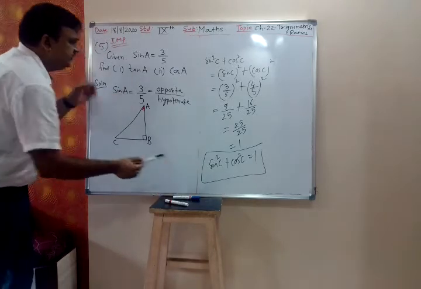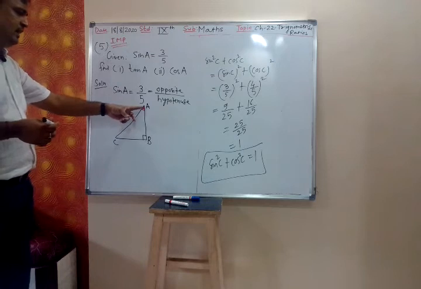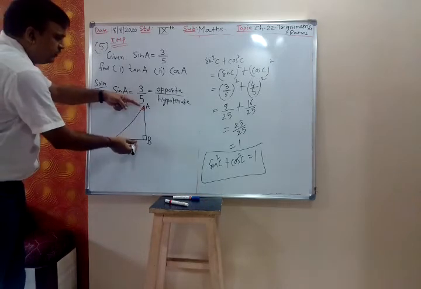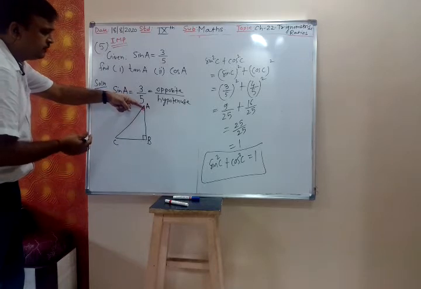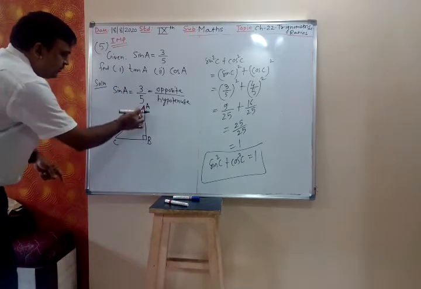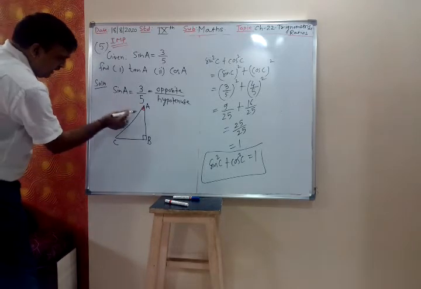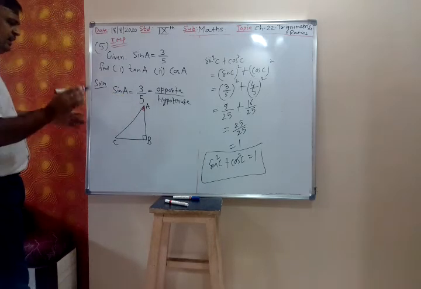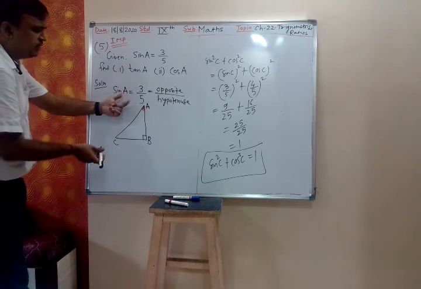Now what is A? Sin A, A is reference angle, so sin A is opposite. What is the opposite side of angle A? That is BC. Opposite of angle A is BC. Anywhere you can take A here also, no problem.